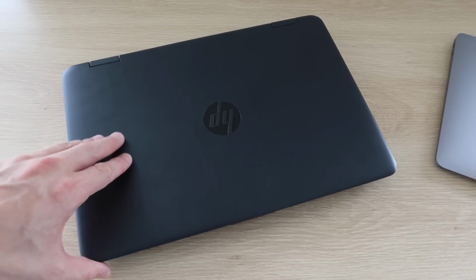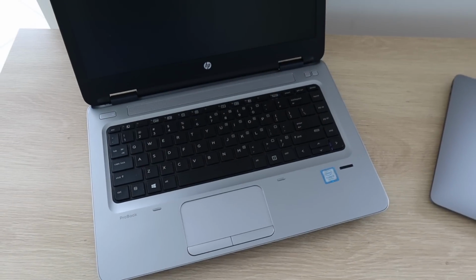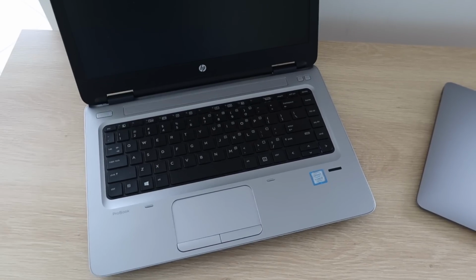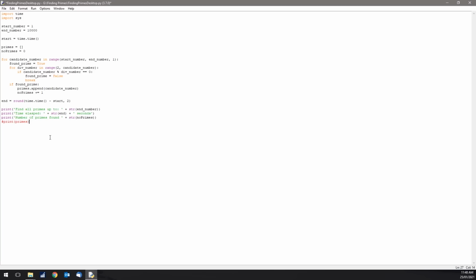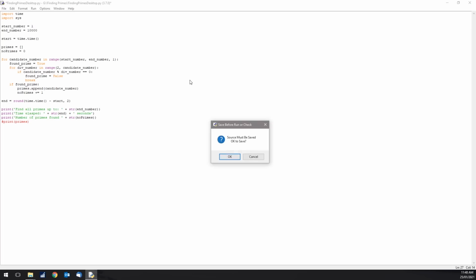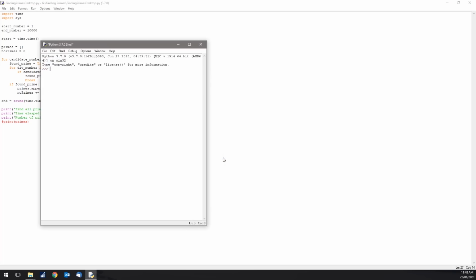I'll start out on my Windows PC. The Windows PC has a 7th generation dual-core i5 processor running at 2.5 GHz. Let's start out by running the script to 10,000. So as expected, that was completed pretty quickly. 1.69 seconds to find 1,230 prime numbers below 10,000.